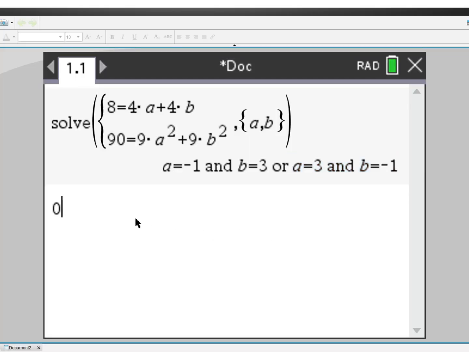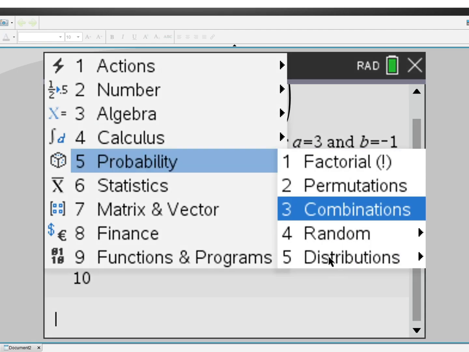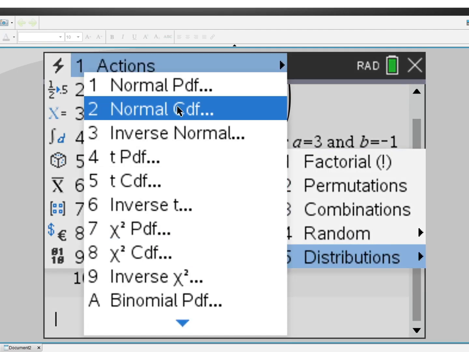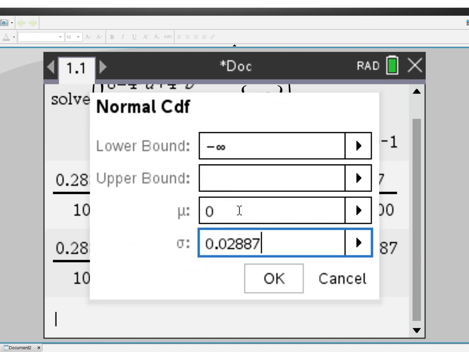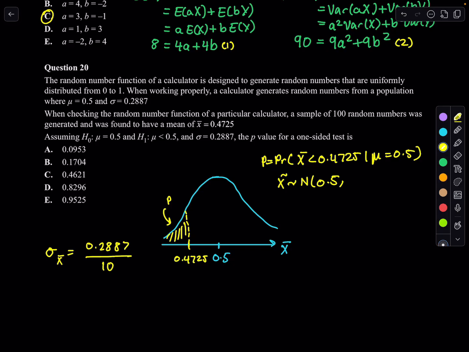Let's first find the standard deviation, which is 0.8 divided by 10. Yep, and let's calculate it. So go menu, probability. Let's calculate the p-value now. Go to normal CDF, of course. We know the standard deviation, and we know the mean is 0.5. Your upper bound would be 0.4725. Press OK, and this is your p-value: 0.1704, which is 20B. Beautiful.